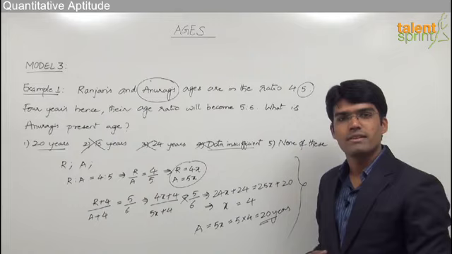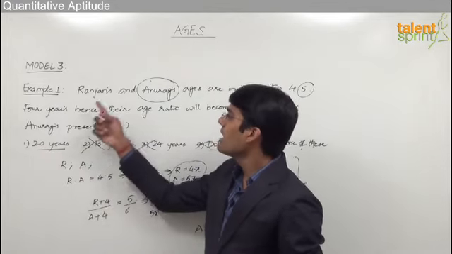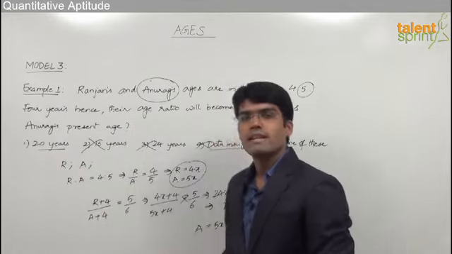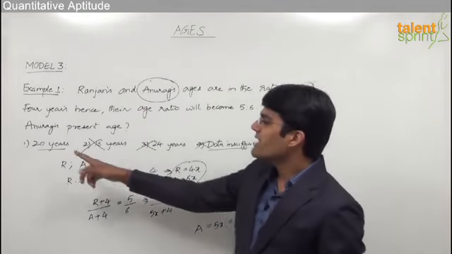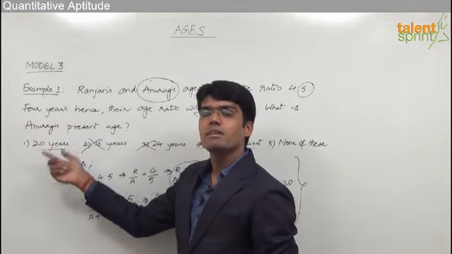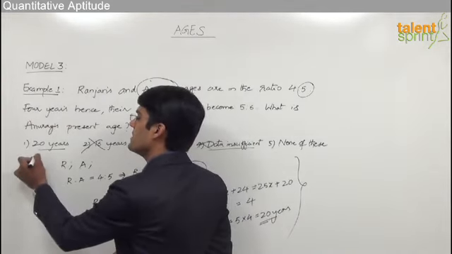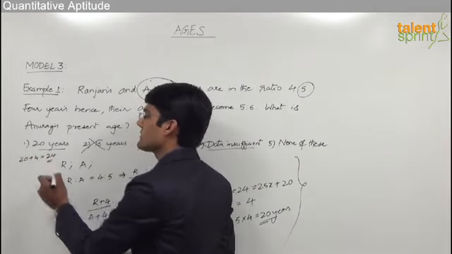Now, we know that Anurag's present age here can be 20 years. So let us assume that option number 1 is correct. That is, Anurag's present age is 20 years. Now if Anurag's present age is 20 years, 4 years hence, his age will be 20 plus 4, 24 years.